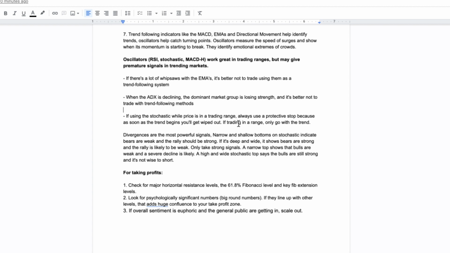Also, if using the stochastic while the price is in a trading range, you should always use a protective stop, because as soon as the trend begins, you're going to get wiped out. If trading in a range, only go with the trend. Finally, divergences are the most powerful signals. Narrow and shallow bottoms on the stochastic indicate bears are weak and the rally should be strong. And this is not just stochastic; it applies to RSI and most oscillators.